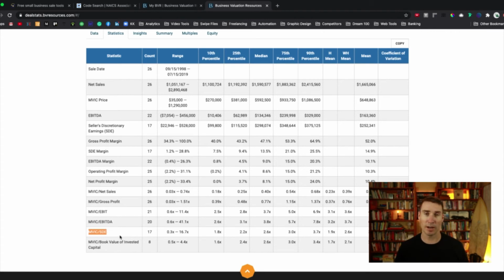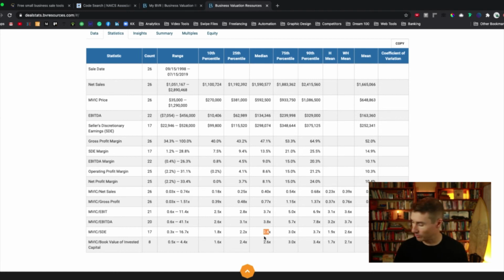SDE is the number that we're working on in this example. And it is also the number that's probably the best to use of a company for this size, representative of earnings, right? So we look at SDE and we can cruise over here down from the median, 2.6. So there's our answer, all right? So in this industry, the small business furniture sale industry, we can expect on average the business to sell for a multiple of 2.6.